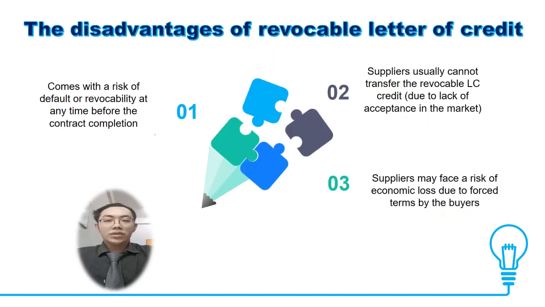So for the disadvantages of revocable letter of credit, first, it comes with a risk of default or revocability at any time before the contract completion. Second, the supplier usually cannot transfer the revocable LC due to lack of acceptance in the market. Lastly, the supplier may face a risk of economic loss due to false terms by the buyer.